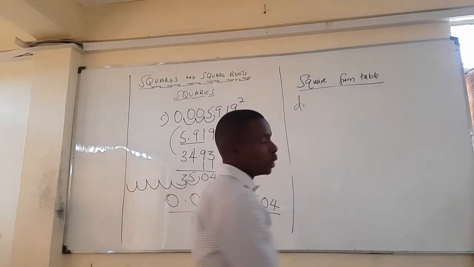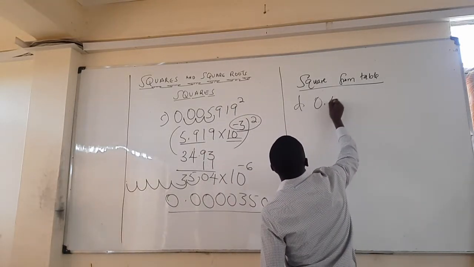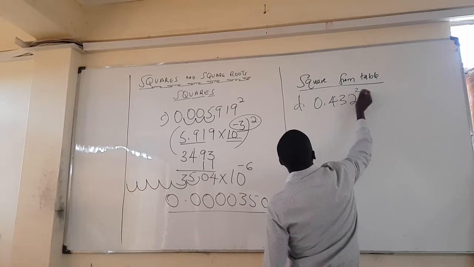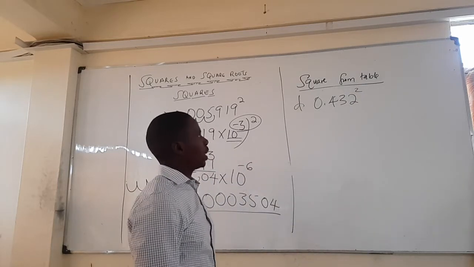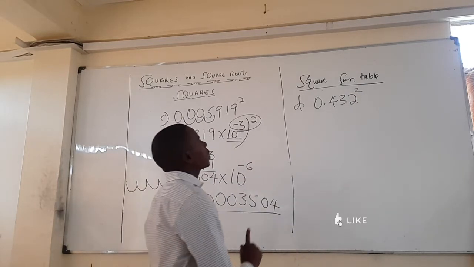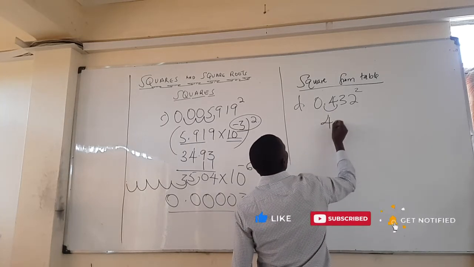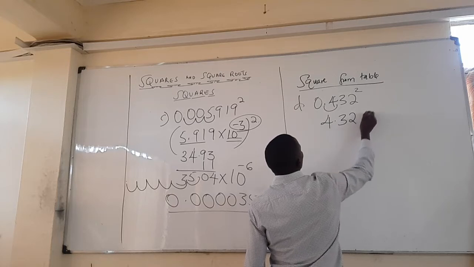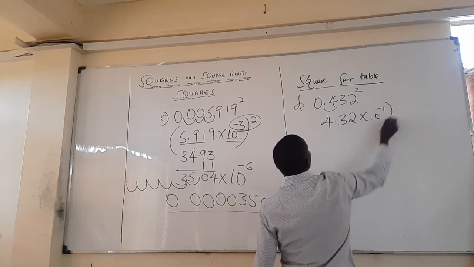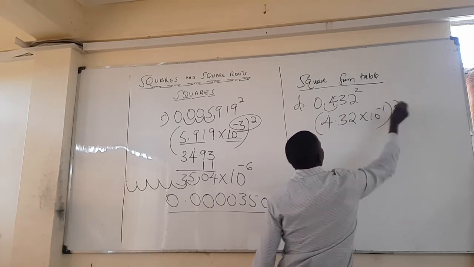Let's have our last example on the same part D. A square of 0.432. We are getting the square of that number using the table. The first thing is to write the number into standard form. So this is going to be 4.32 times 10 power negative 1. Then we are going to square everything.